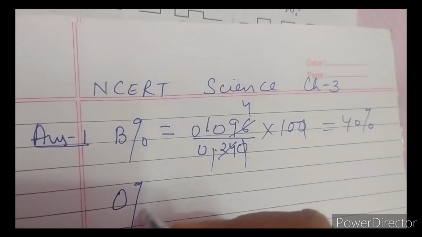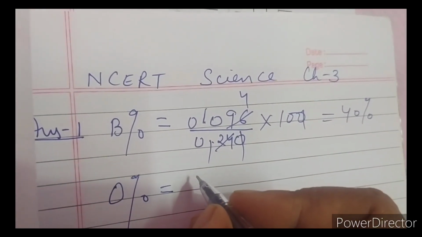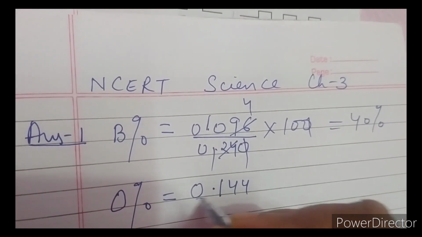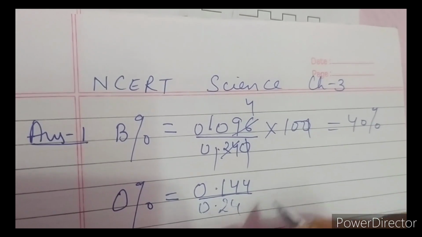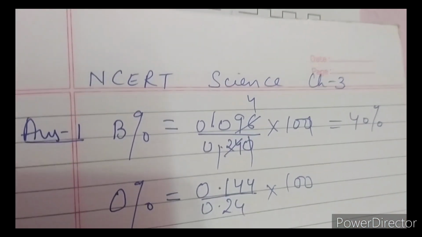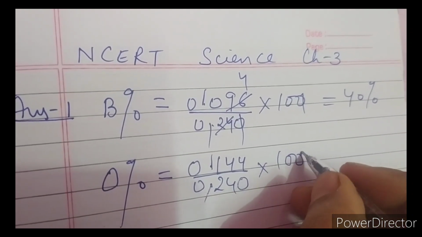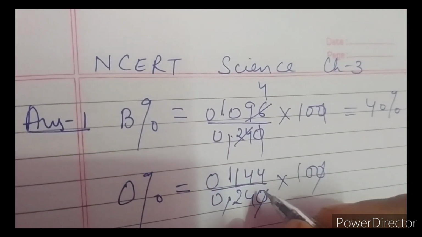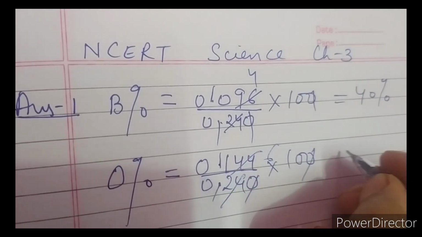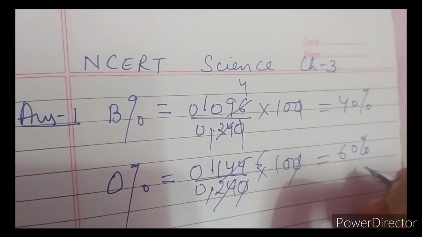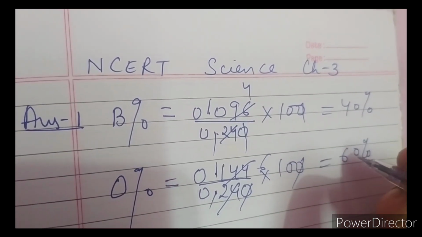Next is oxygen percentage in the compound. So oxygen weight has been given as 0.144 divided by the total weight of the compound into 100. So again remove the decimal, increase 1 zero at the denominator, cancel out the numbers, and then 24 sixes are 144, equal to 60 percentage, and 60 and 40 mean total out to be 100.